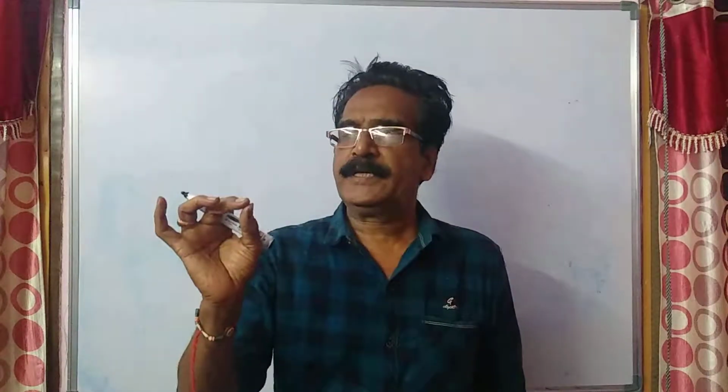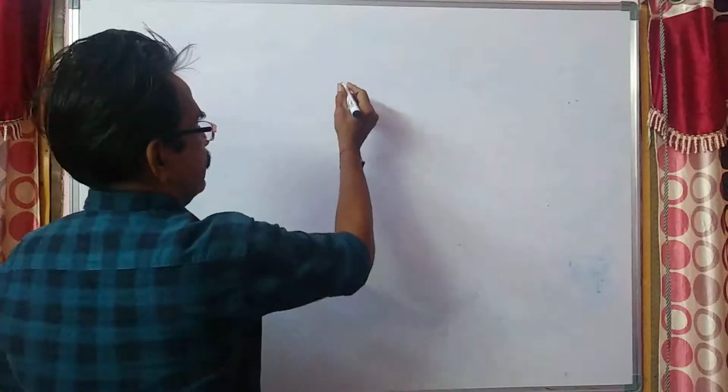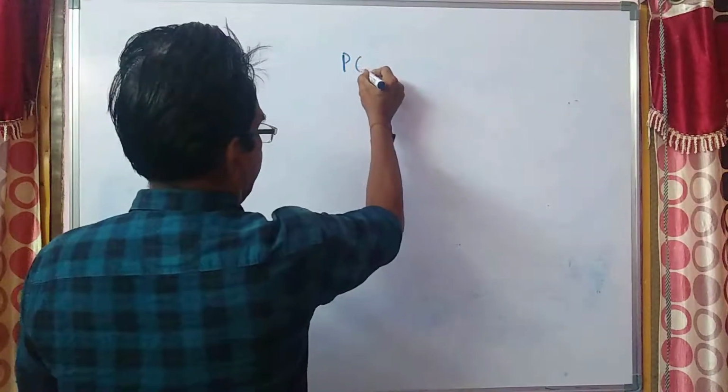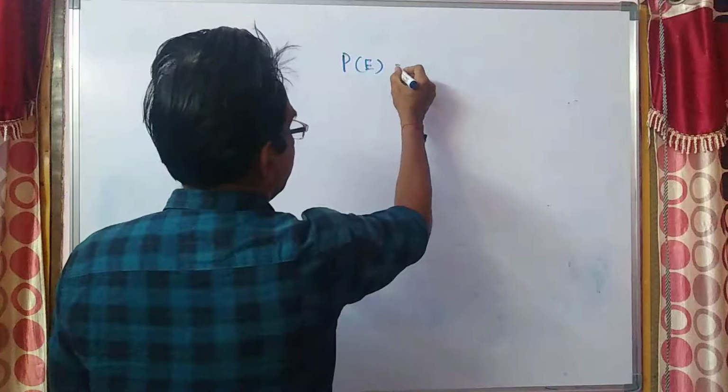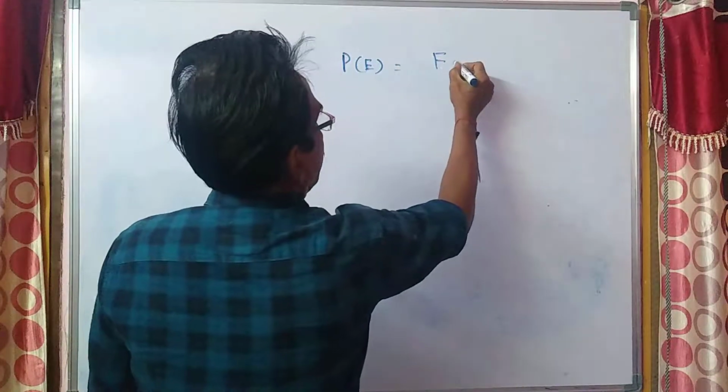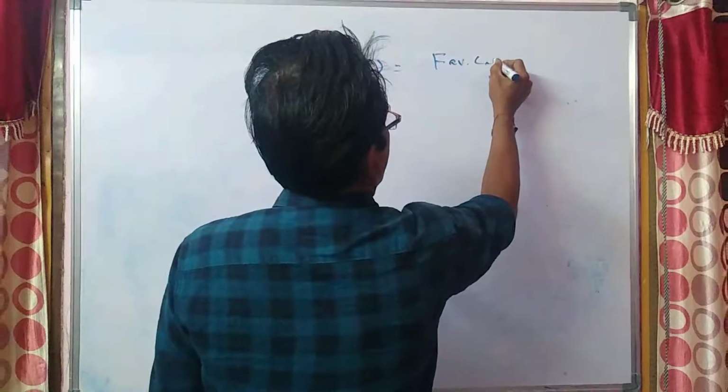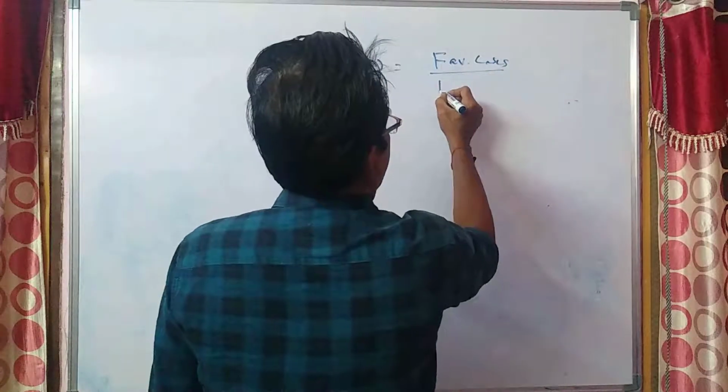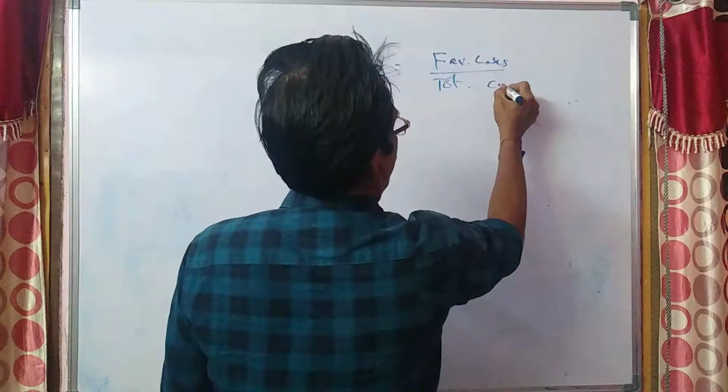See, probability of any event. Basing on this point, we solve most of the probability problems. Probability of any event is equal to favorable cases by total number of cases.